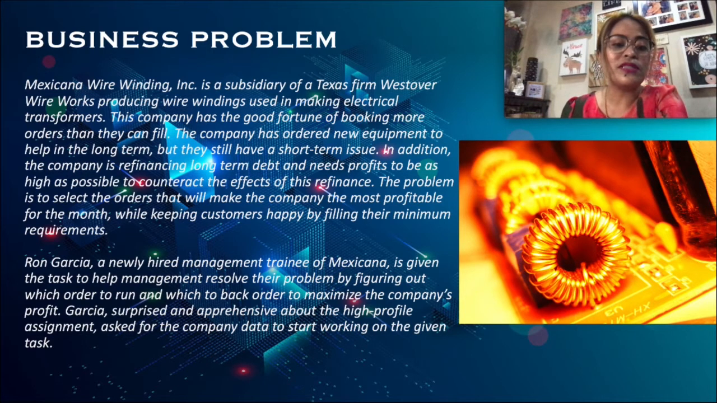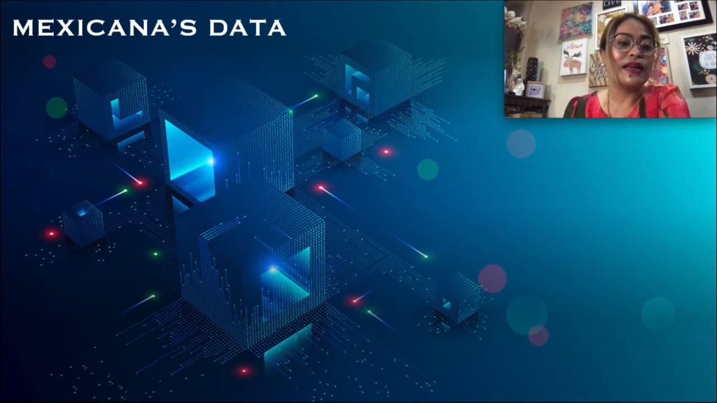The problem is to select the orders that will make the company the most profitable for the month while keeping the customers happy by filling their minimum requirements. Ron Garcia, a newly hired management trainee of Mexicana, is given the task to help management resolve their problem by figuring out which order to run and which to back order to maximize the company's profit. Garcia, surprised and apprehensive about the high profile assignment, asked for the company data to start working on the given task. So the company provided Ron Garcia this data.